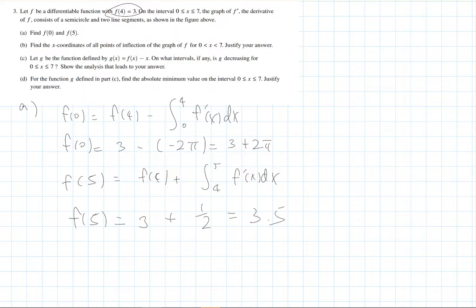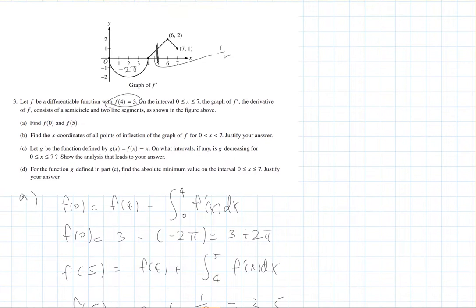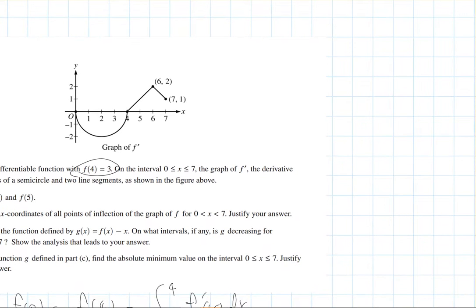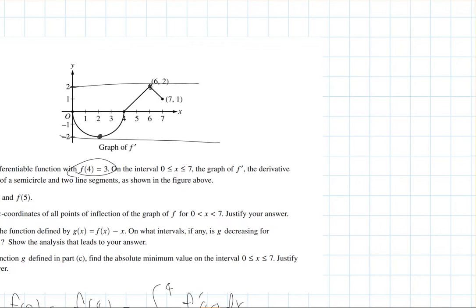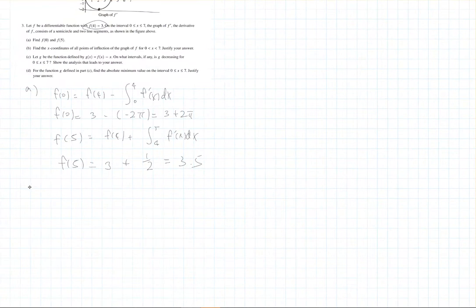Okay, so that's A. For B, find the x-coordinates of all points of inflection of the graph of f for 0 to 7. So basically, find the POI. And this is a graph of f prime, and we know that at x equals 2 and x equals 6, since this is a horizontal line, we know that this is the extrema, and that represents that these two points are the points of inflection.